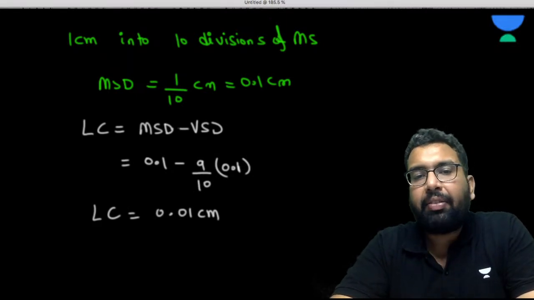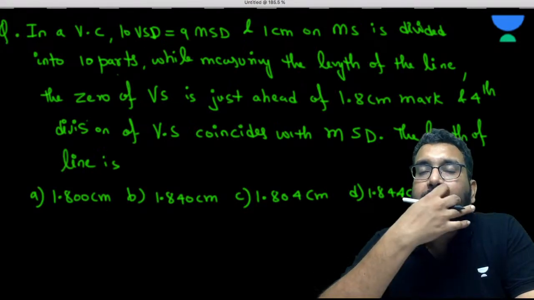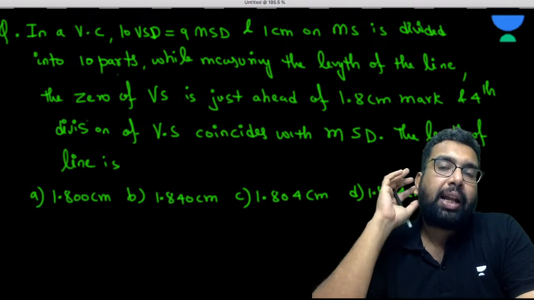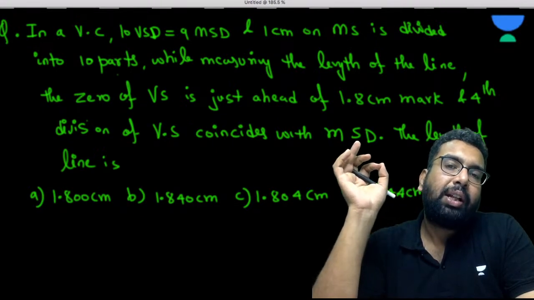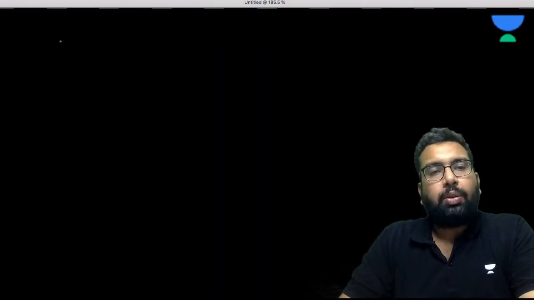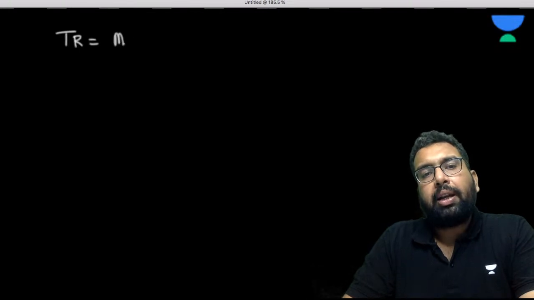Okay, sir, we got the least count. Now let's talk about the reading. What is going to be the length of the line? Obviously, the length of the line is going to be the total reading of the Vernier scale. Total reading is going to be equal to main scale reading plus Vernier scale reading.